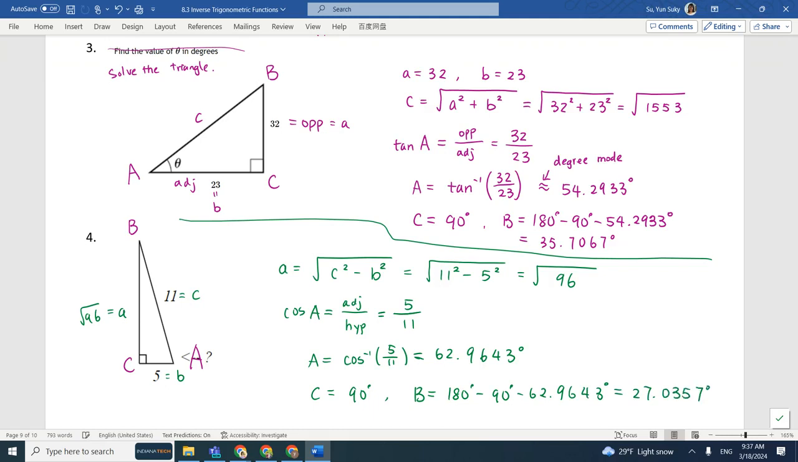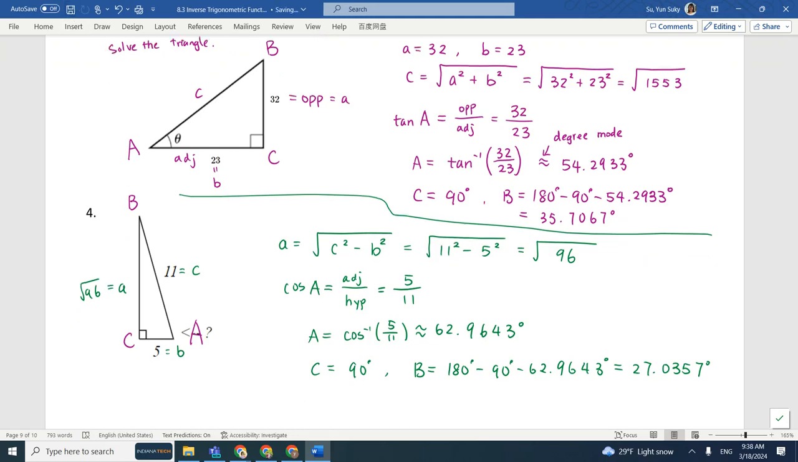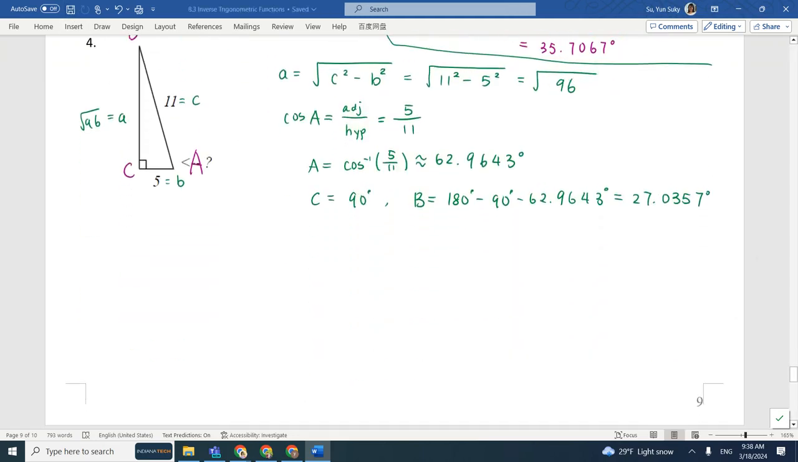Here we can use approximately equals. So we find all the sides and all the angles. So in the exam, you will have a problem like this. Okay? Good. Now, story problems.